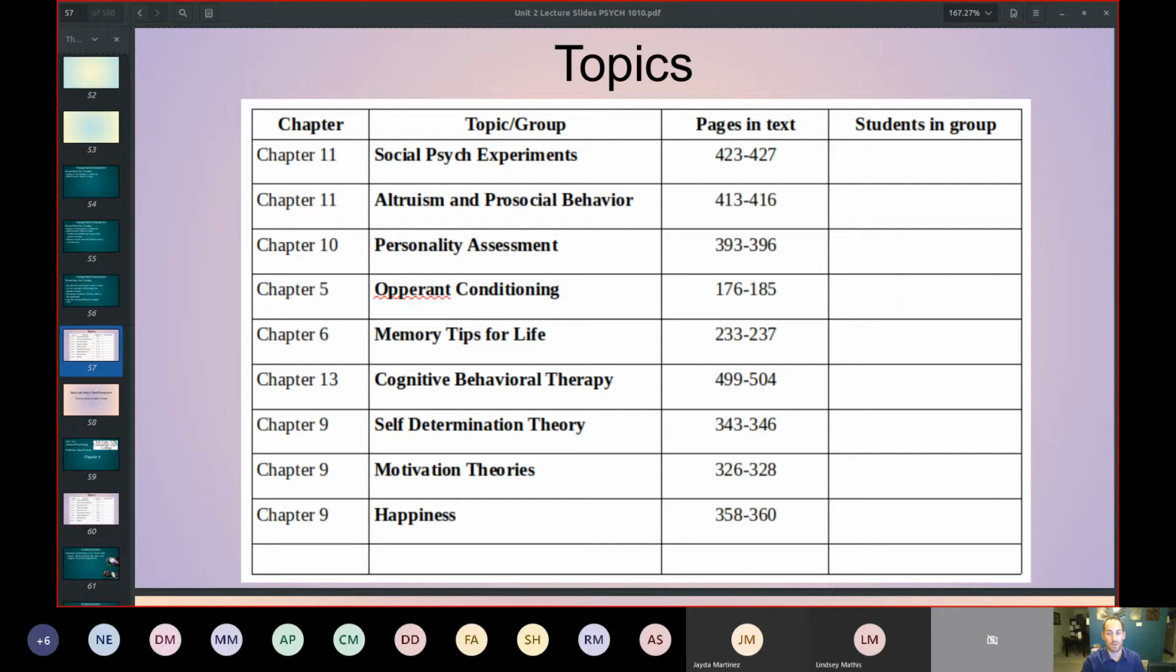Three is a little small, but there might be students who aren't here today, or there might be students who jump in. So I think three would be fine. There's plenty of information for social psych experiments, so I don't think it would be difficult for a group of three to do that. All right, so for chapter 11, altruism and pro-social behavior, who would be interested in that topic?